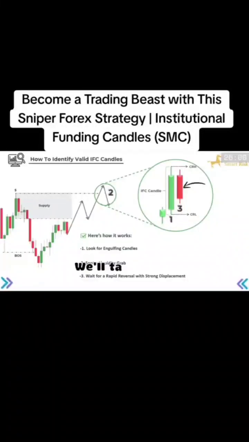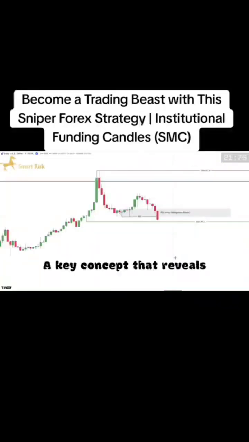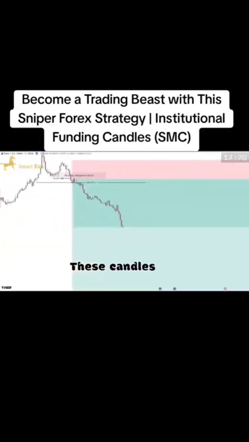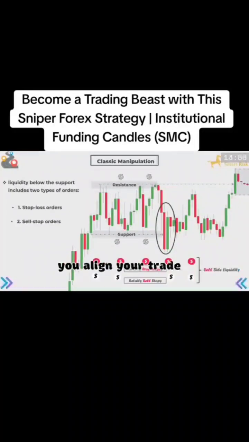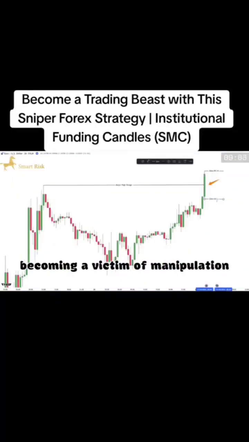Today in this video we will talk about the institutional funding candles, a key concept that reveals the hidden manipulation behind market moves. These candles are the footprints of institutional money, and mastering them will help you align your trades with smart money, rather than falling into their traps and becoming a victim of manipulation.